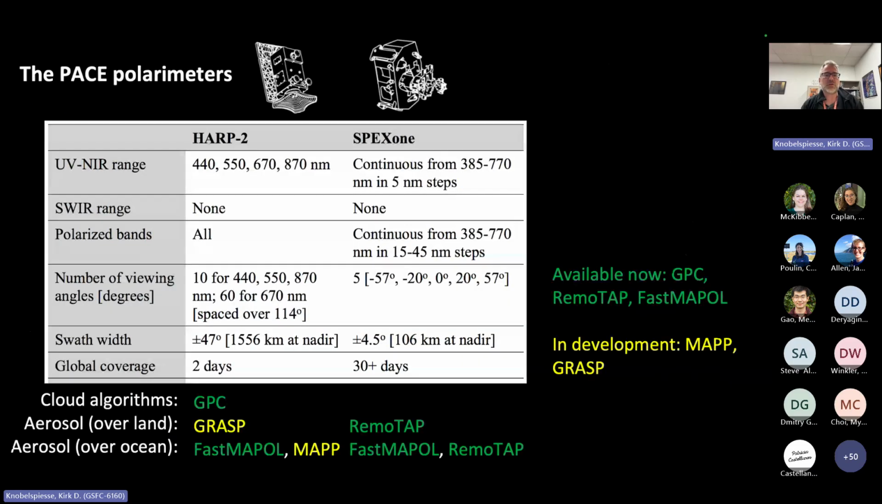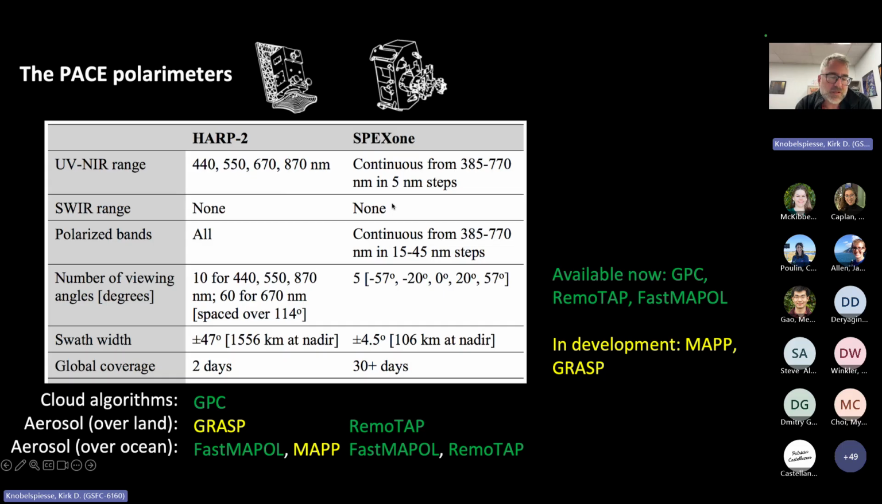So just a quick note about the two instruments themselves. HARP2, which I've mentioned and I've shown some animations from, has 4 spectral channels, but it has lots of viewing angles. In fact, one of the channels has 60 viewing angles. And this is a wide swath instrument. And that's why I've been showing imagery from this, because it has a bit more context. SPEXone takes a different approach. It just has 5 angles, and it's a much narrower swath. But like OCI, it is a spectrometer. So it has lots of information in another dimension. So these two instruments are a very nice complement to each other.